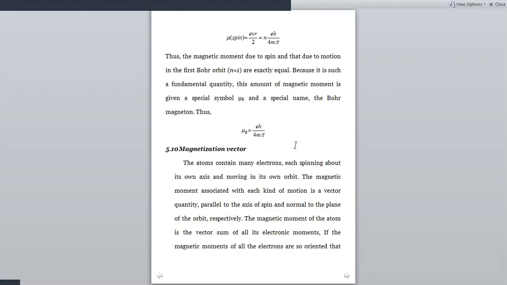Because it is such a fundamental quantity, this amount of magnetic moment is given a special symbol, mu B, and it is given in Bohr magneton. Thus, mu B equals e h upon 4 pi m. This is the Bohr magneton, or the Bohr magnetic moment.